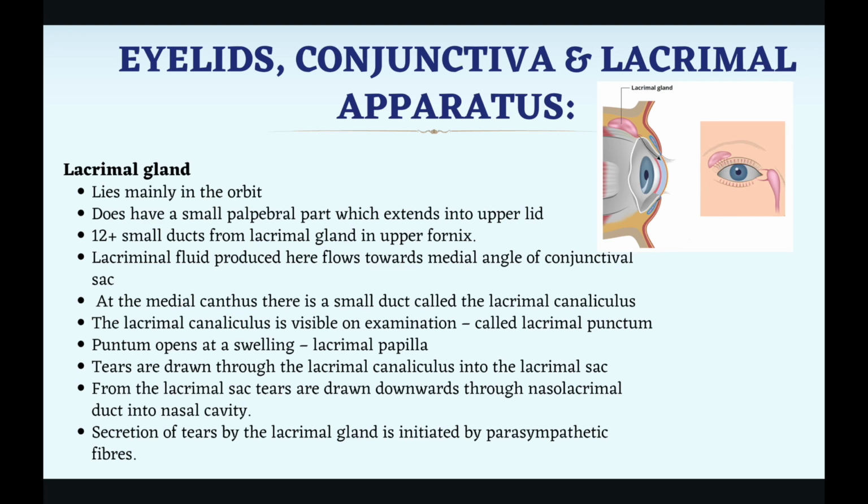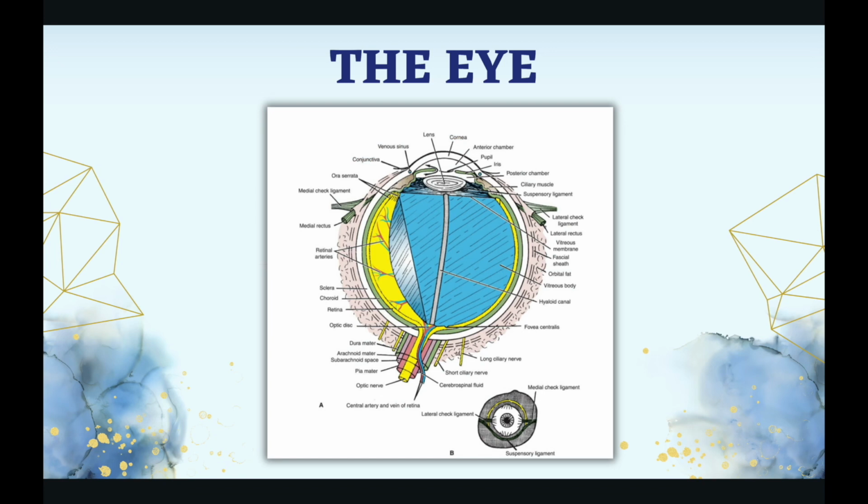The secretion of the tears by the lacrimal gland is initiated by parasympathetic fibers. The eyeball. The eyeball consists of 3 coats or layers. From external to internal, these are the external fibrous coat, the middle vascular coat, and the inner nervous coat. The eyeball contains 3 major supportive or refractive media: the aqueous humor, the vitreous body, and the lens.